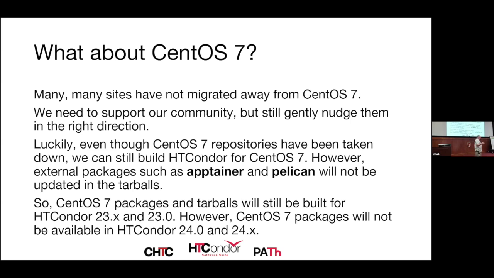The only problem with that, and I think it's not a big problem, is we can't add external packages like Apptainer or Pelican, because those come from repositories when I build the image for building Condor. But I think this is going to be good enough to tide people over until they get off of CentOS 7. But once we code freeze for 24.0, there's no CentOS 7 anymore.